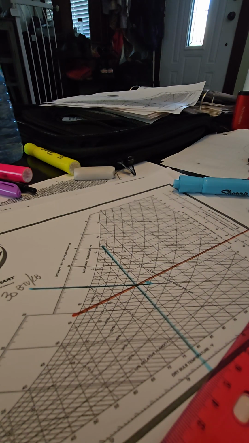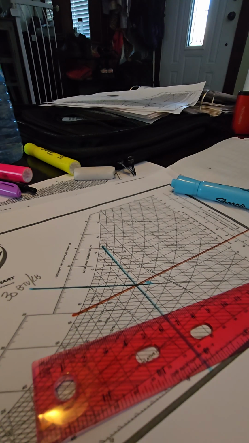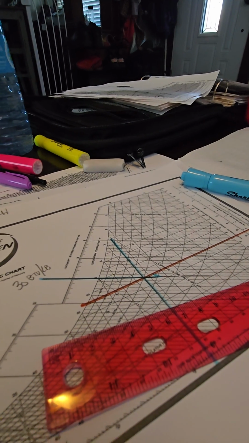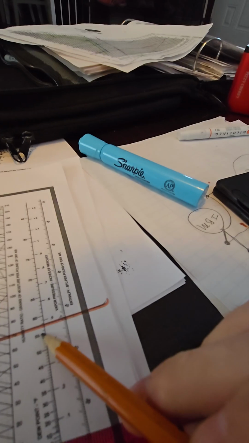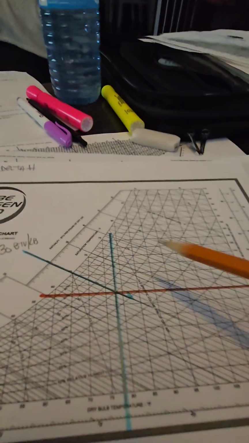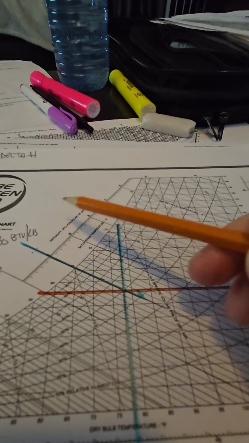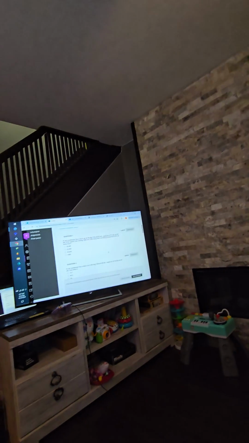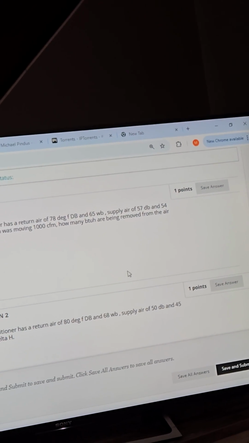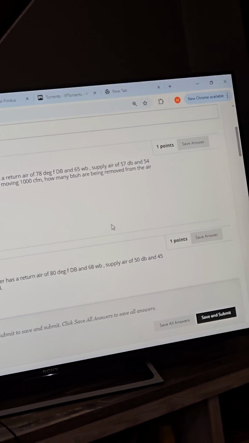And then that gives us, not that we need it, 55, 56, 57, 58 grains. That's kind of irrelevant. We need to do the other plot. We need to find the differences between the BTU per pound for the inlet and the outlet. So we got supply air 57 and a wet bulb of 54.